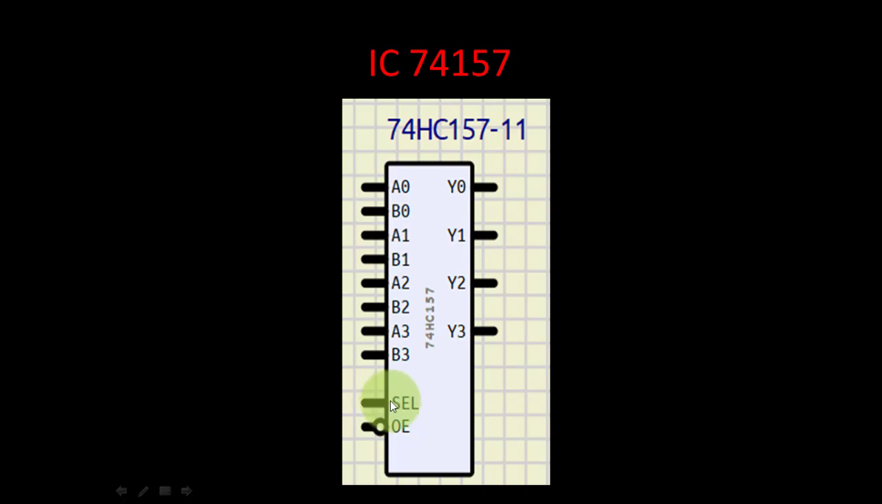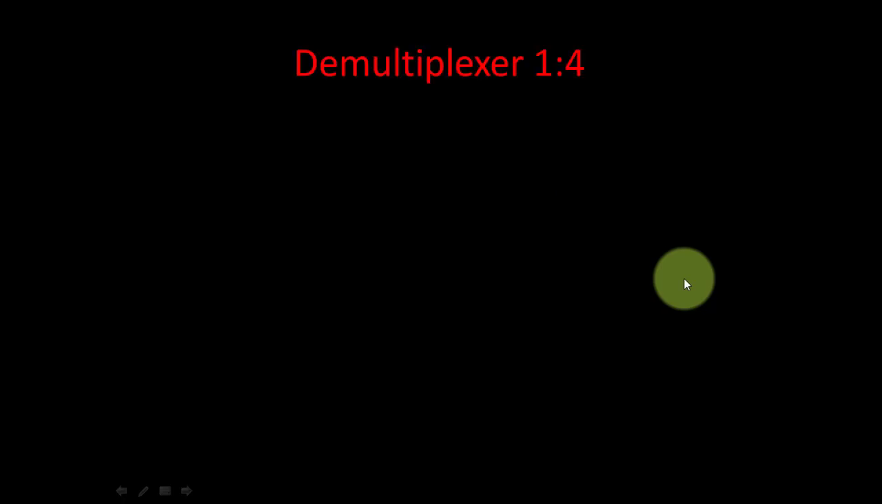This select line can be 0 or 1. If we make it 0, A3, A2, A1, A0 get selected at the outputs Y3, Y2, Y1, Y0. And if you make it 1, then B3 from here, B2 from here, B1 from here, and B0 from here get selected. Now let us see the working of a demultiplexer.